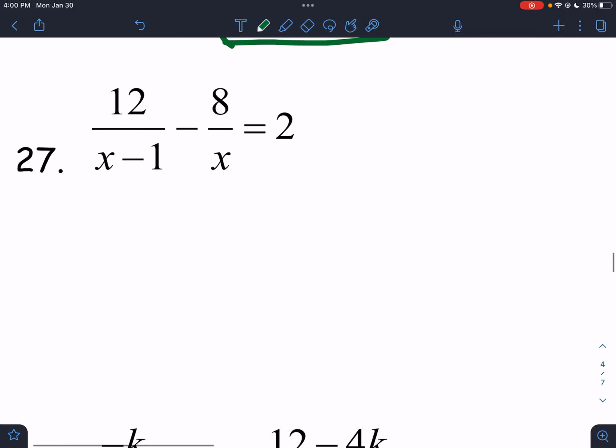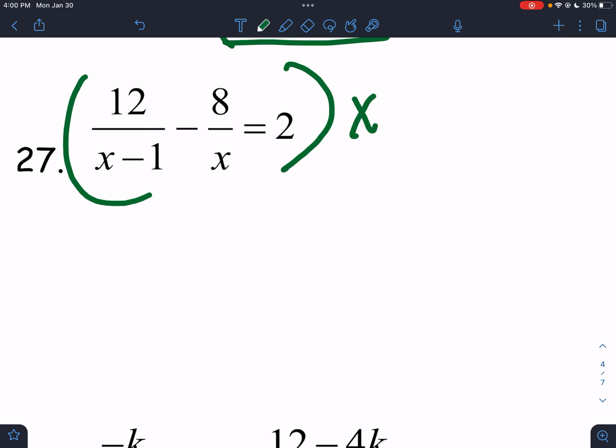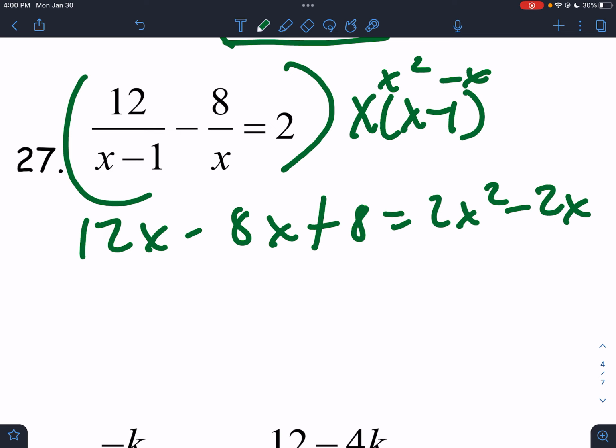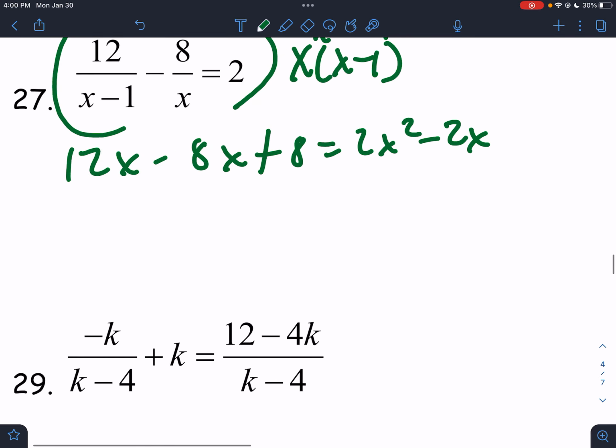Over here, I'll multiply everything by x times x minus 1. And I would get, here the x minus 1's cancel out. I have 12x. Here the x's cancel out. I'd have minus 8x plus 8. And here nothing cancels out. That would be x squared minus x. So that would be 2x squared minus 2x. Get everything on one side.